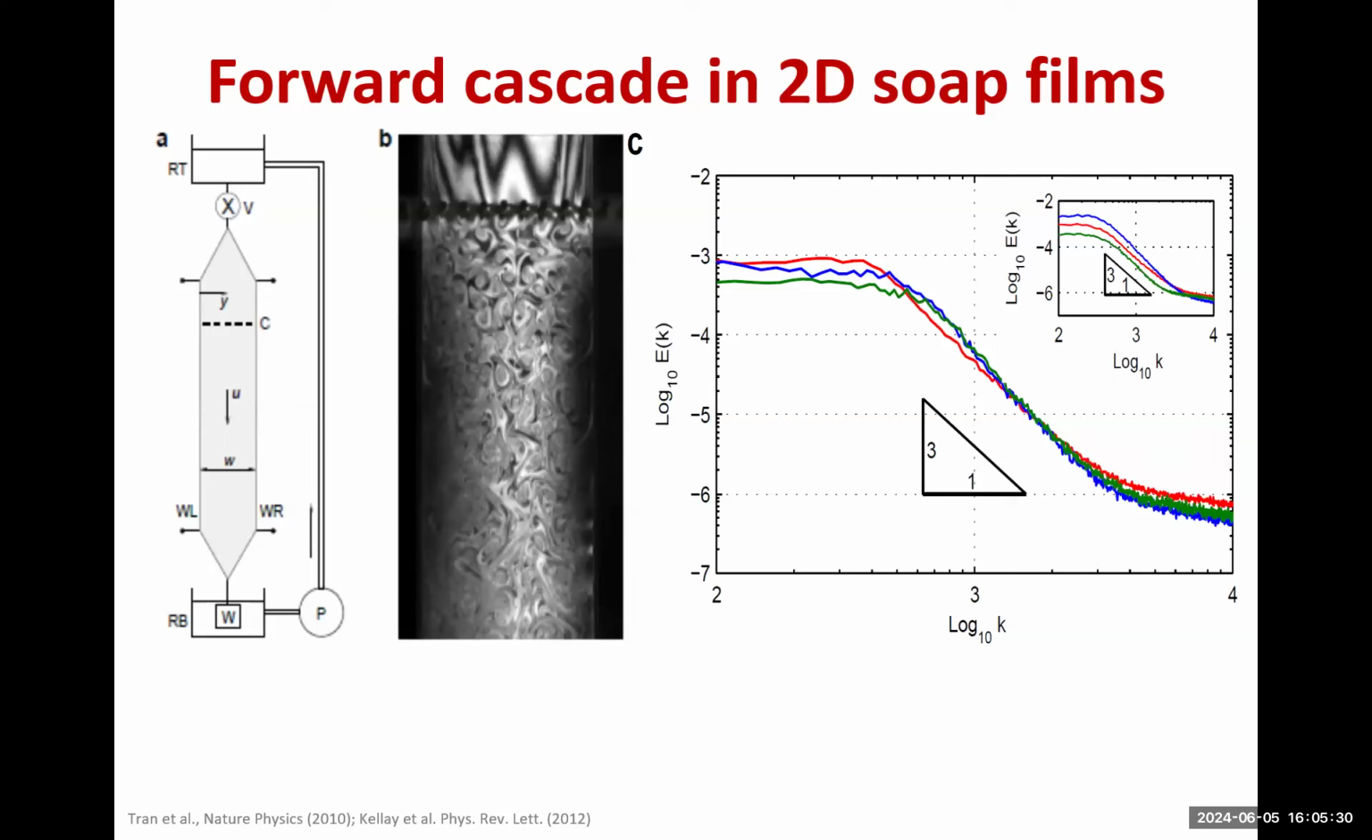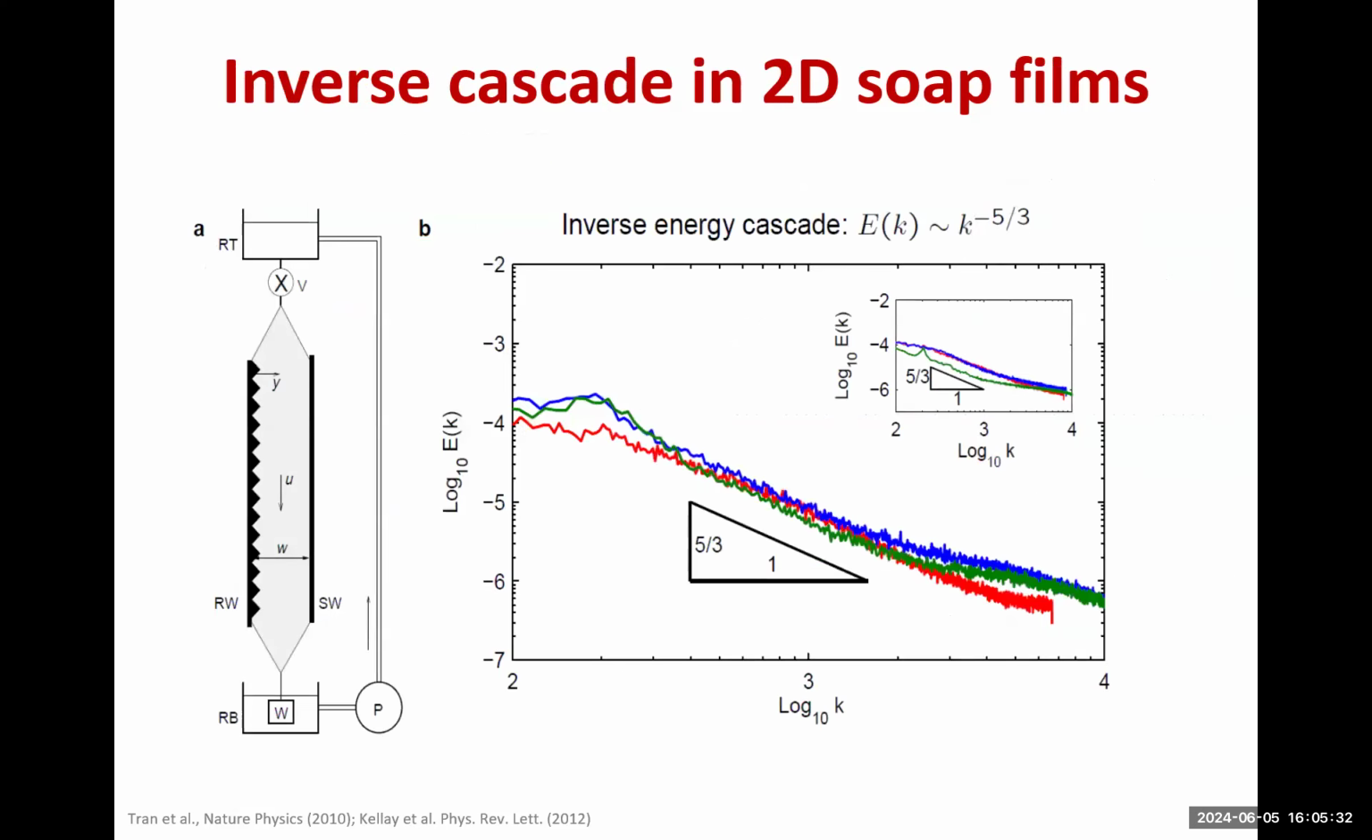Okay. Then I can do a different thing. I can put one saw blade on this side and smooth on this side. And I measure on this side. Okay, so I see the energy spectrum goes as k to the minus 5/3. So I can create these two different cascades in the laboratory.